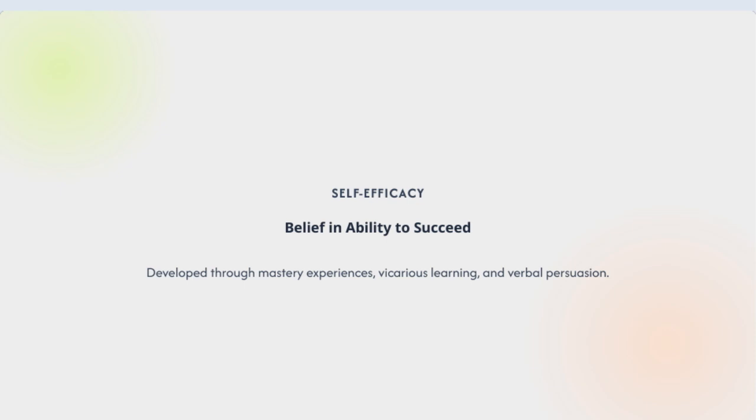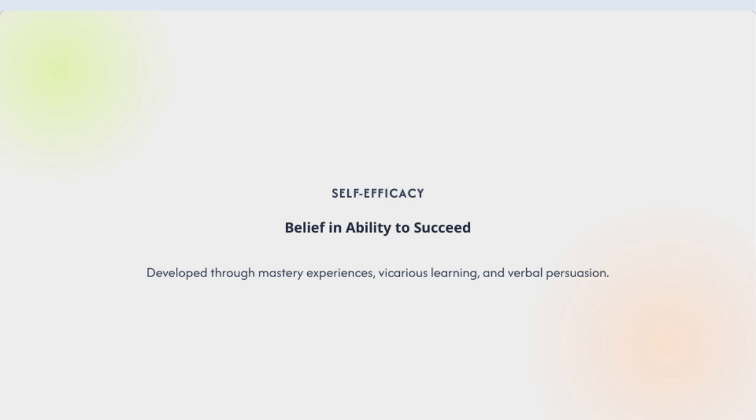Another key source is vicarious learning, which happens when we observe others succeed. Seeing someone similar to us succeed can inspire us and make us believe that we too can achieve similar outcomes. It's a really effective way to expand our belief in our abilities.